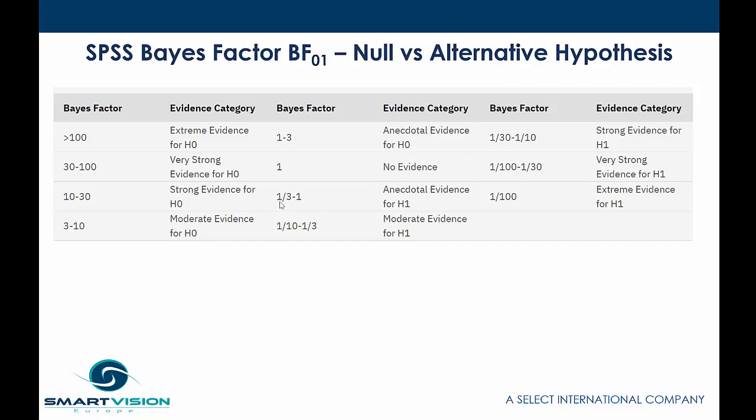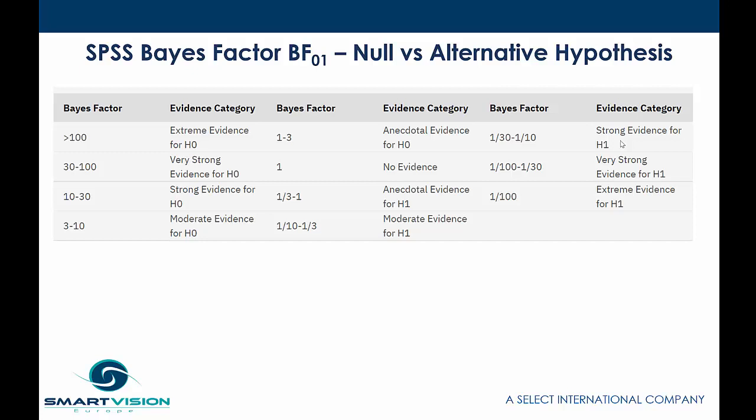And then we have a value of 1 divided by 3. So it's like 1 to a third, if you like. And that's called anecdotal evidence for the alternative hypothesis. And then a third to a tenth, so 0.33 to 0.1, is moderate evidence for the alternative hypothesis. So the smaller numbers, when you get into fractional numbers, when you get into little decimal places, it's starting to indicate more evidence for the alternative hypothesis than there is for the null hypothesis.